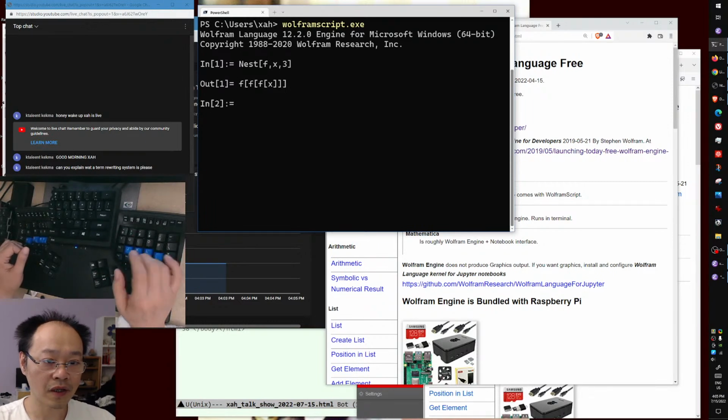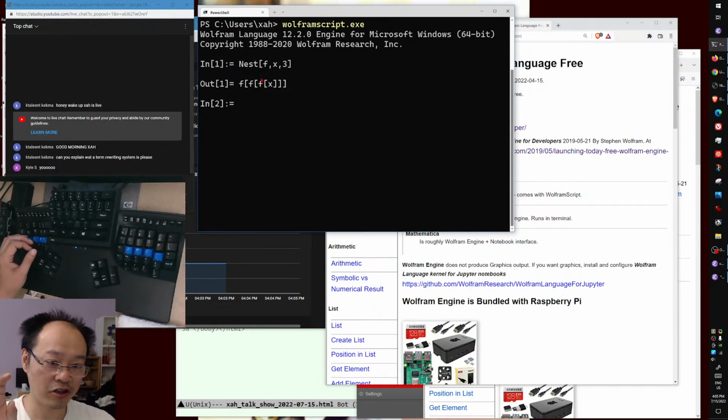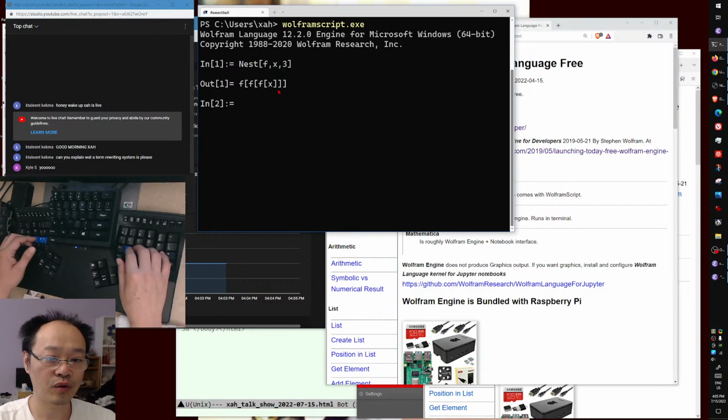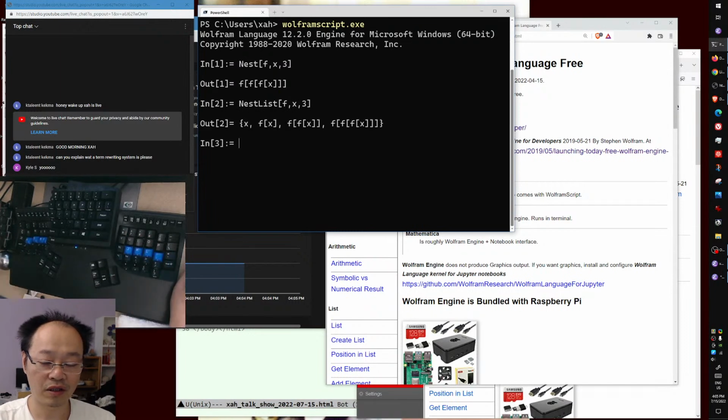Okay, so that's recursion. You don't have this feature in even functional languages. I don't think you even have it in Haskell or Lisp. This is how you can do recursion, using a function to do recursion instead of the function calling itself. You simply call the Nest function. And you can also do, for example, NestList, which shows you all the history. It creates a list of the nesting: no nesting x, then first nesting f x, then f f x, then f f f x. So NestList, very useful.